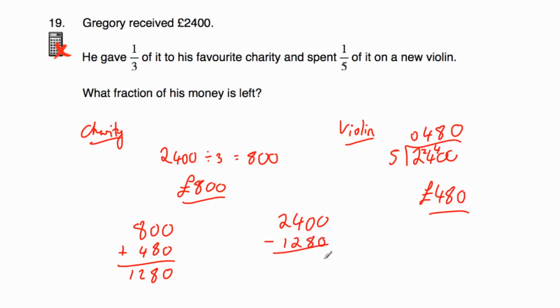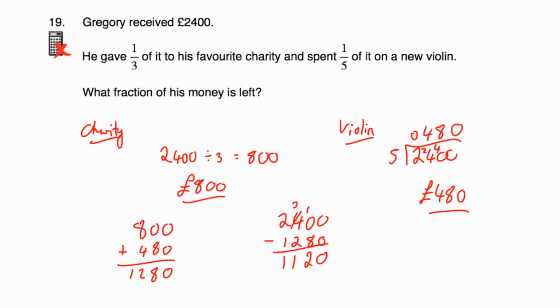So 0 take away 0, 0. 0 take away 8, let's borrow, so that's now a 3 and a 10. 10 take away 8 is 2, 3 take away 2 is 1, and 2 take away 1 is 1. So that means he's got £1,120 left. Now the question said what fraction of his money is left. So he had 2,400 and he's got £1,120 left. So let's write that as a fraction.